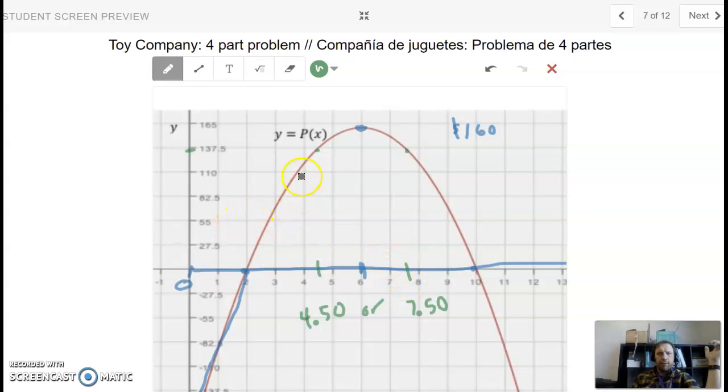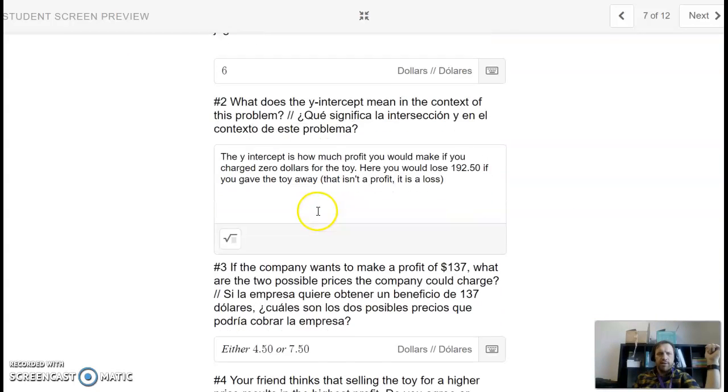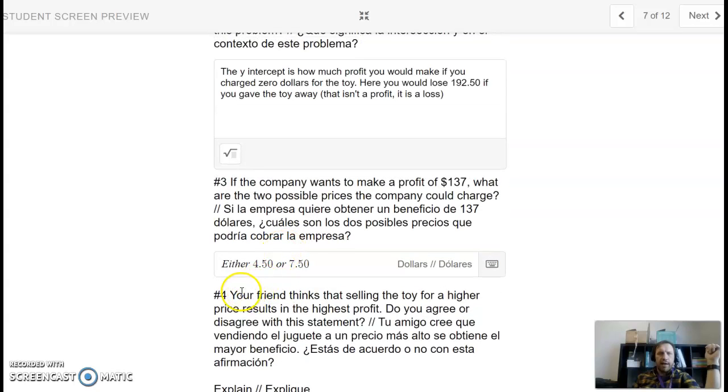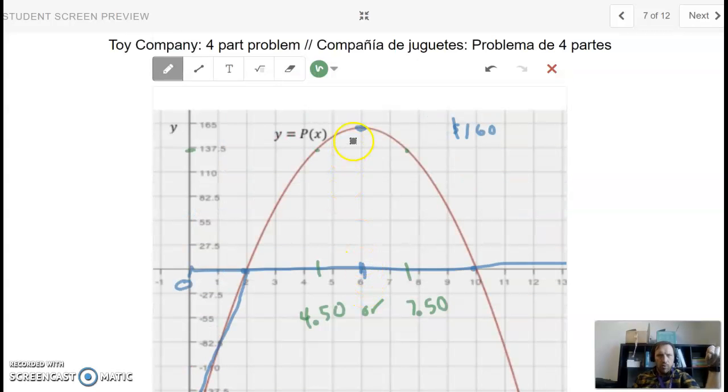All right, and then finally a friend says what? A friend says he thinks that selling it for a higher price results in the highest profit. What do you think? No, we already know that $6 gives us the highest profit. Anything more is going to give us less profit. And in fact, if we charge more than $10, all of this represents losing money. Nobody's going to buy it for more than $10 apparently, or not very many people. It must be one of them cheap toys. All right.